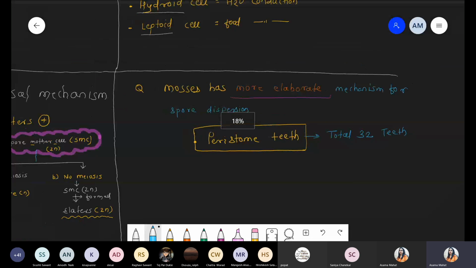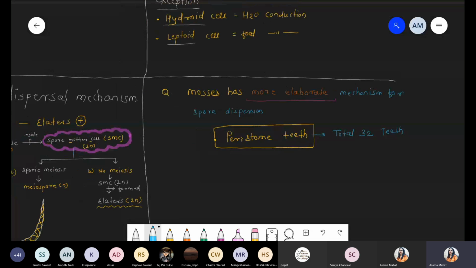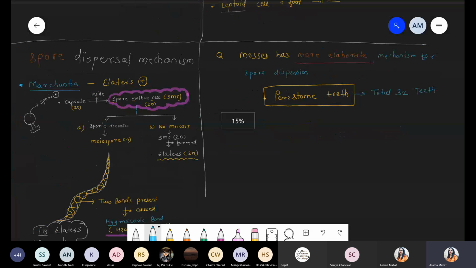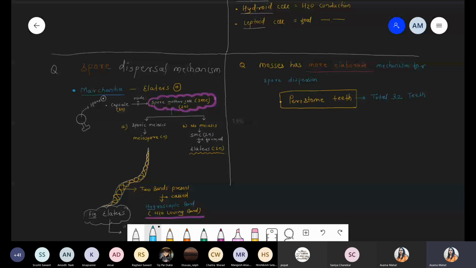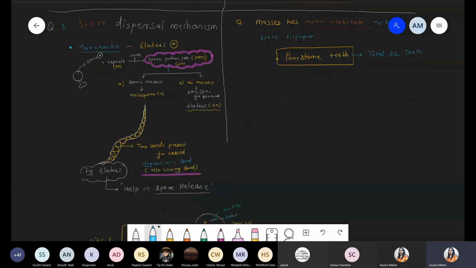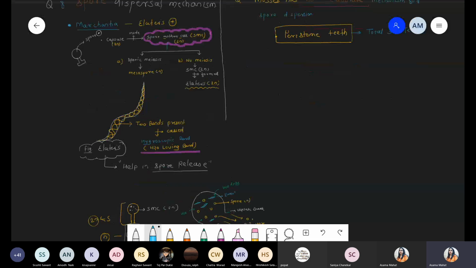And the last point with respect to differentiation is nutrition. So that was the spore dispersion point. I think the number is 8. Now we are talking about the last point with respect to nutrition.